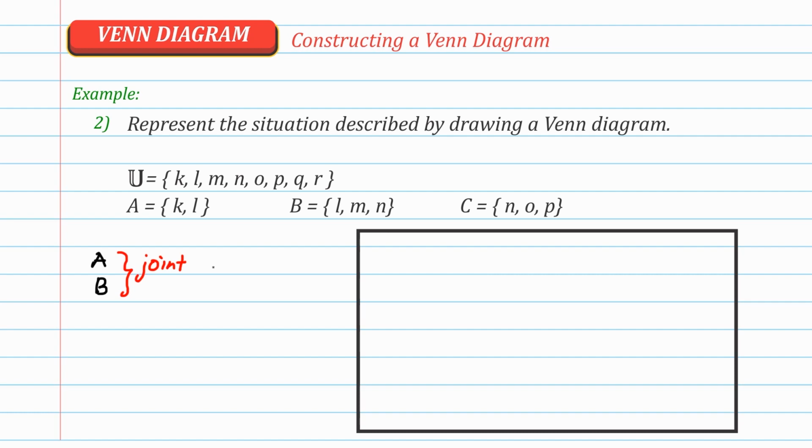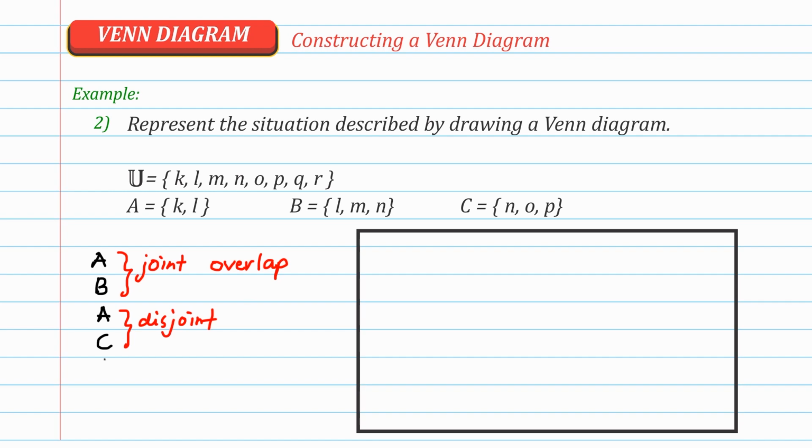So what kapag joint sets sila? Maalala niyo yung sinabi natin kanina? Joint sets are overlapping. They overlap. Okay, first pair, done. Let's pair this time A with another set, set C. Looking at elements of A and C, we have K, L, N, O, P. Notice, they don't have anything common. So, they are called disjoint sets. So, since they are disjoint, do they overlap? No, they don't. So, walang overlap si A and C.